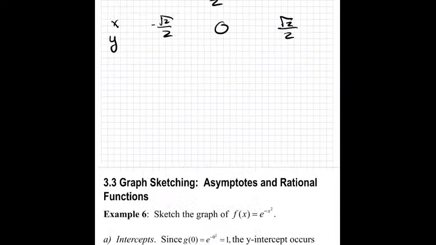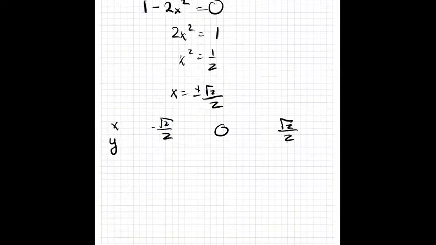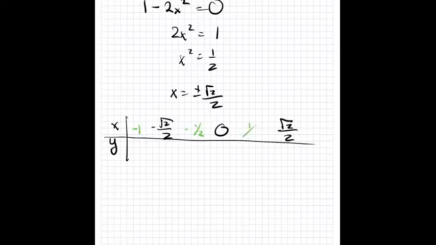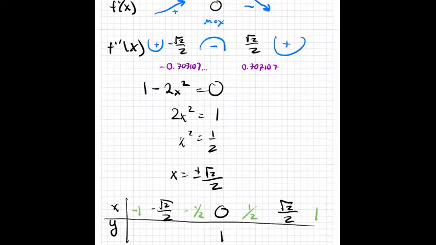So when x is 0, let me see. We want to choose a few points between, so we're going to choose negative 1. We can do negative 1/2, we're going to do 1/2 and 1, right? So I think this was 1. Let me get a copy of the original right here.